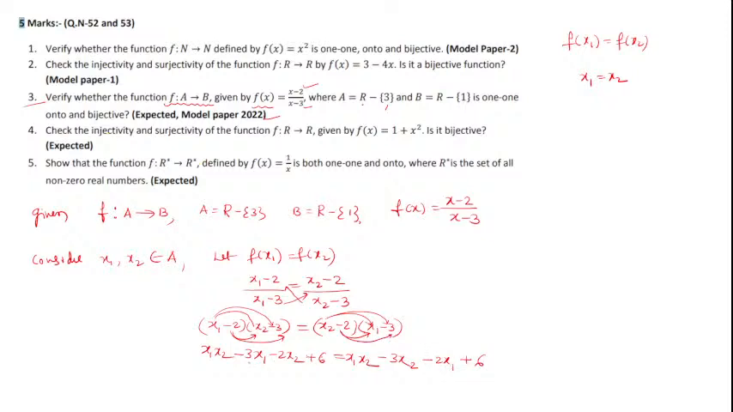Please cancel it out, whatever they will get cancel here. So both sides x1 x2 cancel. Again plus 6 and plus 6, both sides they will get cancel. What is left? Minus 3x1 minus 2x2, that is equal to minus 3x2 minus 2x1 is remaining.